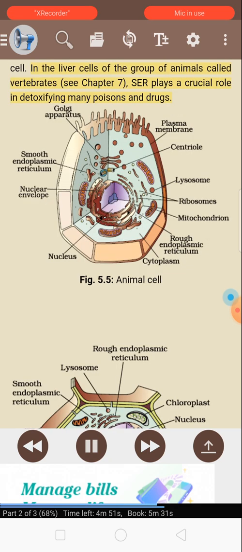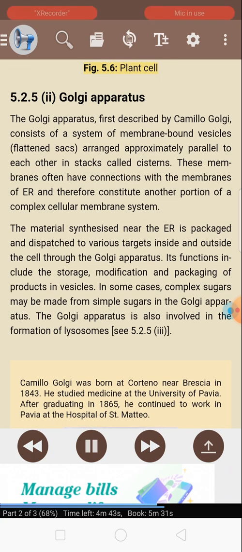In the liver cells of the group of animals called vertebrates (see Chapter 7), SER plays a crucial role in detoxifying many poisons and drugs. Figure 5.5, animal cell. Figure 5.6, plant cell.